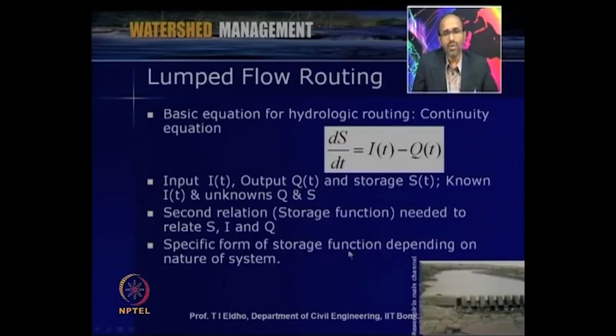Specific forms of storage functions: when we deal with a reservoir, it is the reservoir capacity with respect to the depth variation within the reservoir, or with respect to a channel, either linear or non-linear variations of the storage function. Depending upon the nature of the system, either a channel, a river or a reservoir, we have to get the specific form of storage function. So the lumped flow routing is mainly based upon this continuity equation.